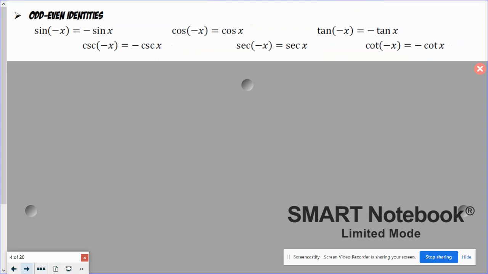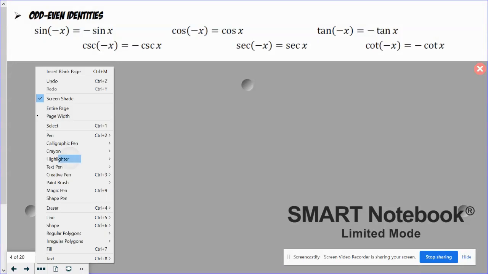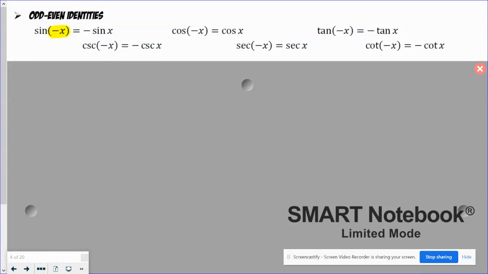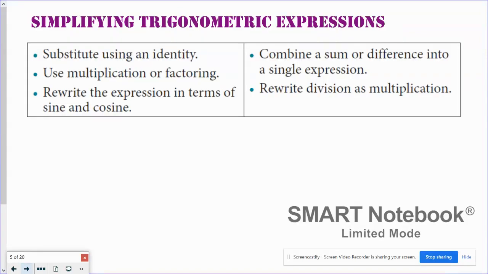You also have these odd even identities. The only time you would ever use an odd even identity is when you have a negative angle. If you ever have a negative inside like that, then you must use an odd even identity to rewrite it, because we want all of our angles to be positive angles. So if you encounter sine of a negative angle measure, rewrite it as negative sine of a positive angle measure, and so on. When we simplify trig expressions, we're going to substitute using identities.